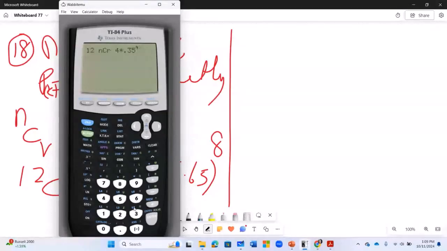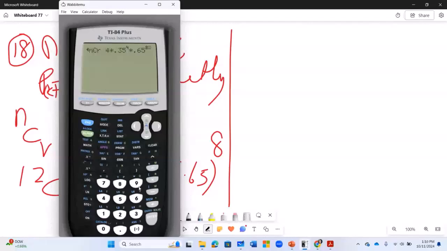Failure, which means multiply. I'm going to arrow out. Multiplied by failure 0.65 to the power 8. And I hope you know that I can put caret here, caret 8. Okay, if I hit enter, I get the probability. So this probability of exactly 4 is this.